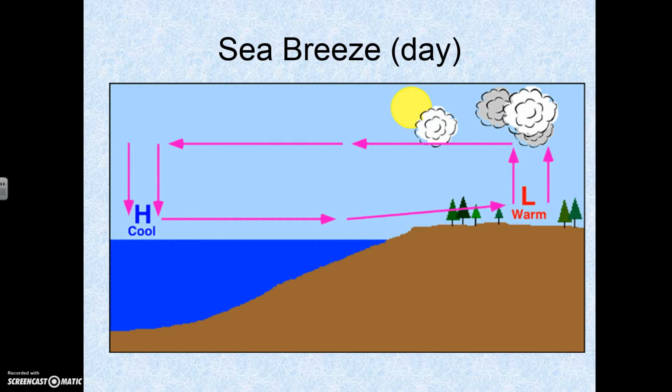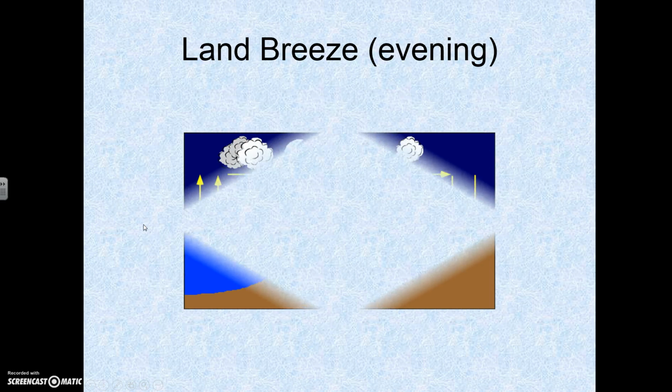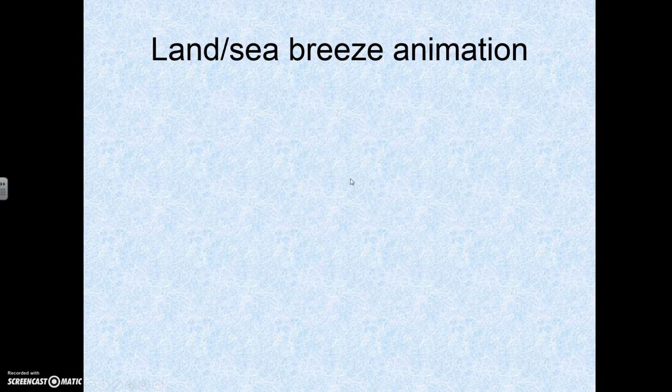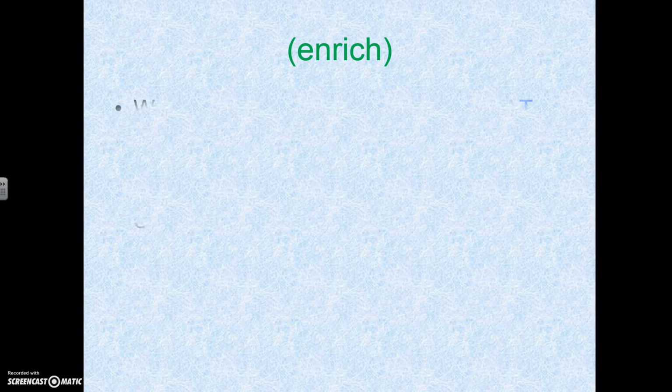Okay, so this is just another thing to look at as well. You've got all the low warm air coming over here because it's hot over here and it's cool over here. This is during the day. And at night, it does the opposite. So all the warm water is still there because it absorbs the heat a little bit more. And then the land lets go of that heat a lot quicker, so it's cool at night, and then it moves in the opposite direction. And we're not going to look at the animation.